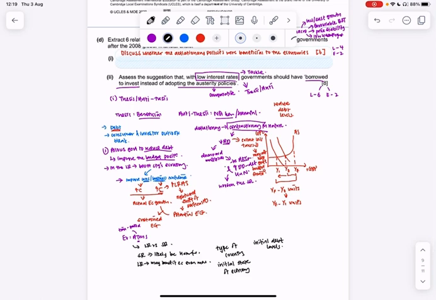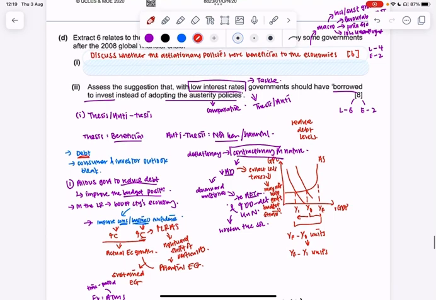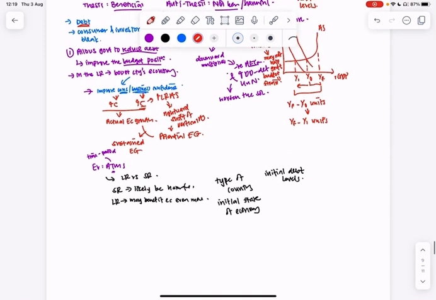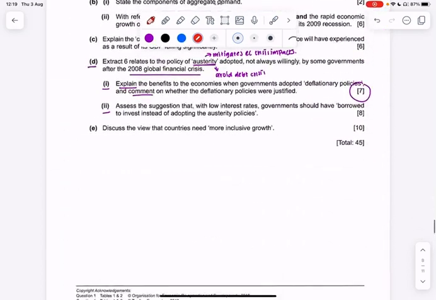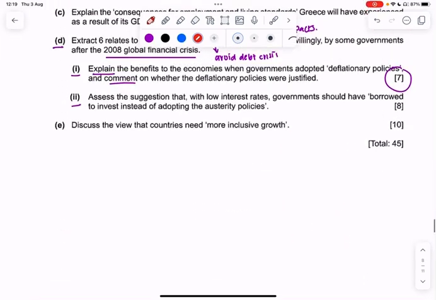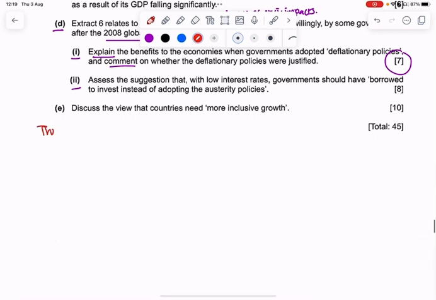let's look at question D part 2. Assess the suggestion that with the low interest rates, governments should have borrowed to invest instead of adopting austerity policies. So when I go here, I have no space down here, so I'll just do it here. When I look at it, the thesis would be should have borrowed, and the antithesis will be should not have. It's just a flip of what we wrote in the thesis. Should not have.